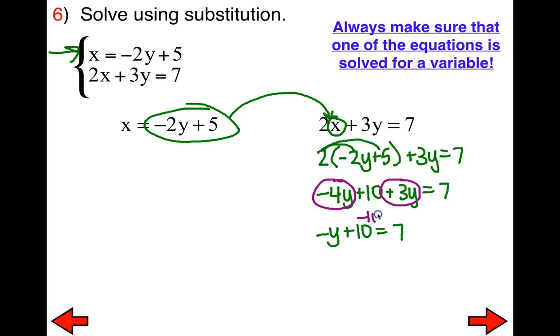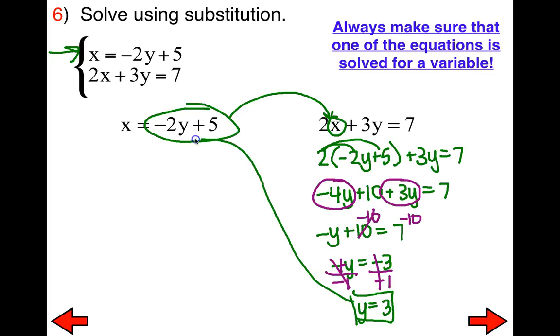First, you're going to get rid of your constant by subtracting 10 from both sides, leaving us with negative y equals negative 3. Now, here's where you need to be very careful. We still have a negative out front, so we recognize that this is essentially negative 1y. Since it's being multiplied, we divide both sides by negative 1. The negatives cancel out, leaving us with just y equals 3. But now that we know the value of y, we're not done. We take this value and plug it into our y here.